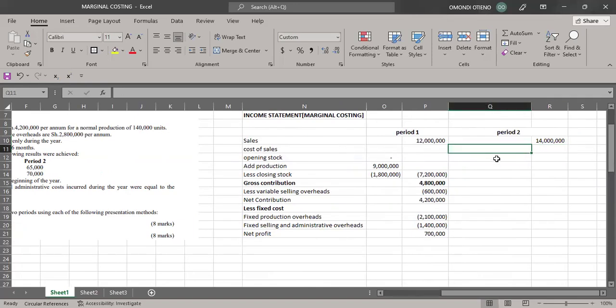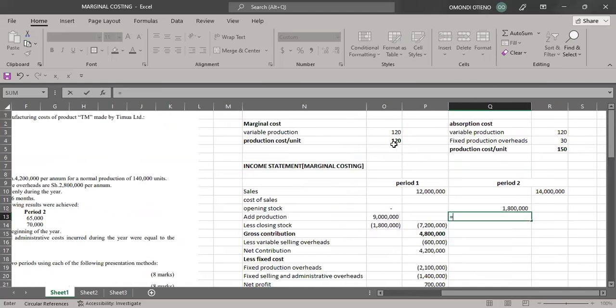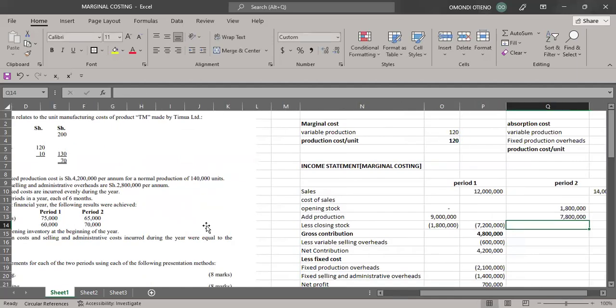Then to that, we need to look at the cost of sales. Do we have opening stock? Yes, our opening stock is the closing stock for period 1. How about production? Production under marginal, of course, we know production cost per unit is 120. We multiply by units produced under period 2. Production, 65,000 units.